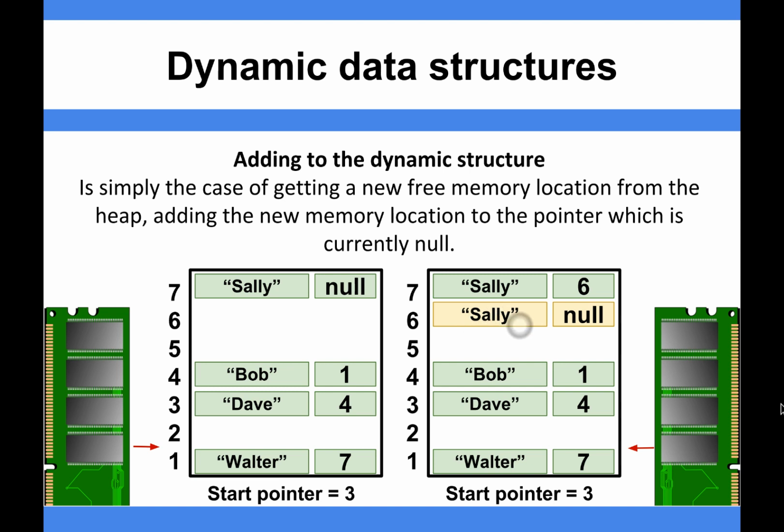We add the new bit of data to that location. And what we do is we get that location and copy it to where currently the null pointer was, because that was the end of the list, but it's not the end because we're adding something new. So we copy the new memory location into where there was a null pointer, put our data in that location, and then add a null pointer to that one instead. So now we've got a data structure that goes Dave, Bob, Walter, Sally, Sally.